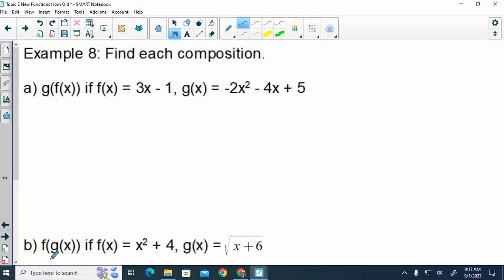Where we are just doing compositions from the equation. Alright, so this one, G of F of X. So we start on the inside. F is 3X minus 1. I am plugging that into G. That means in G, every time I see an X, I am replacing it with 3X minus 1.